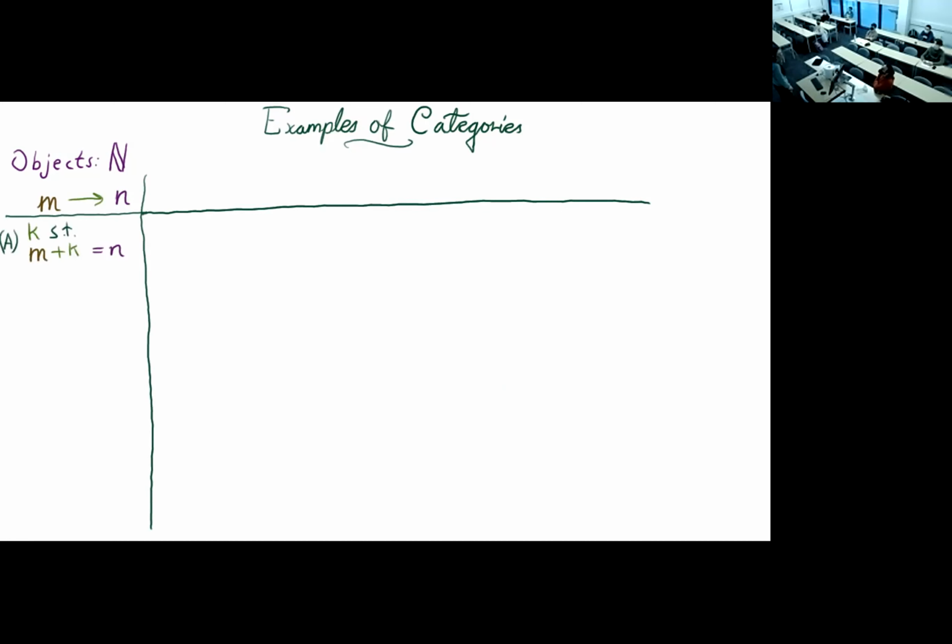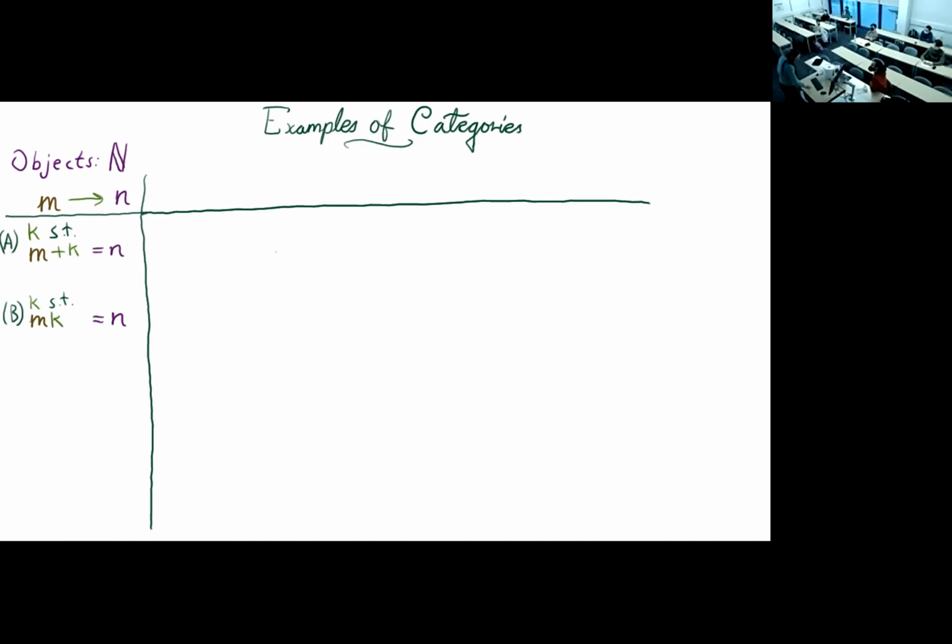So we'll have the first category A, going to say that a morphism from m to n is a natural number k such that m plus k equals n. So it's quite a natural idea for how you might transform one natural number into another, or a way of comparing natural numbers. B is going to do something similar. It's going to say a morphism from m to n is a natural number k, such that if you multiply m and k, then you get n.